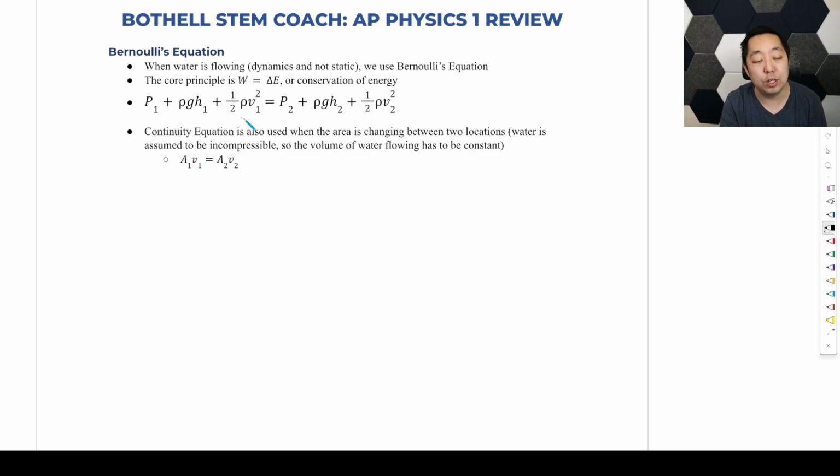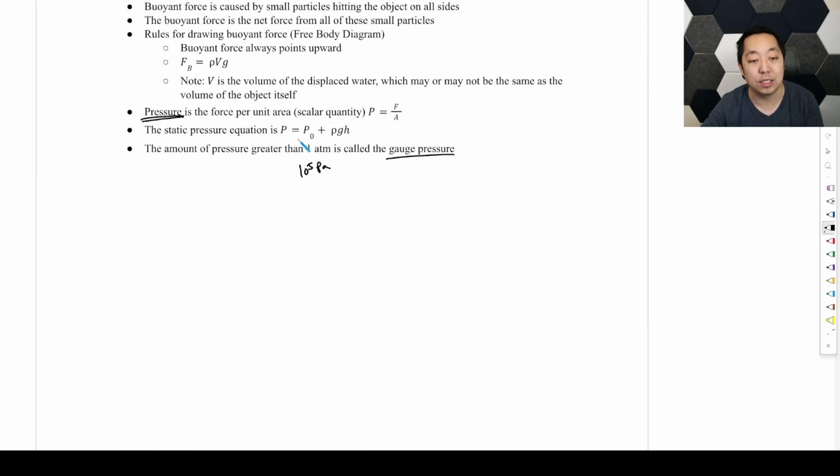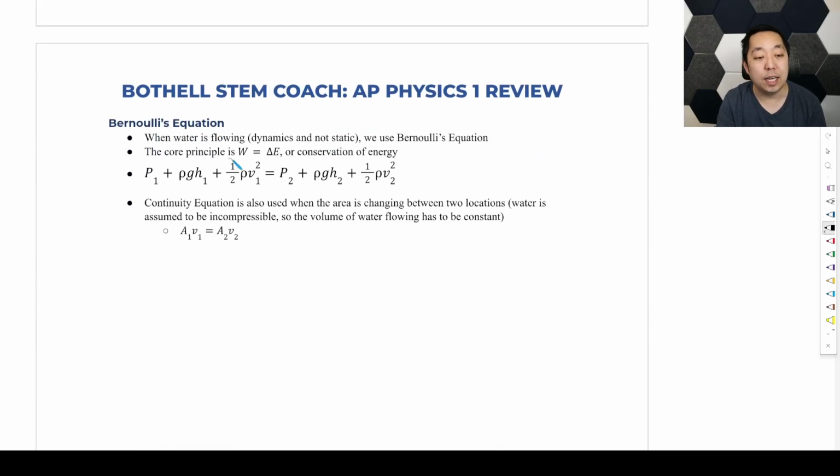Bernoulli's equation is again similar to the static pressure equation. Actually, it becomes the static pressure equation if the velocity is 0, but it looks like energy terms, except density instead of mass. This looks like kinetic energy, gravitational potential energy, and the pressure is kind of like the work part of the work and change in energy.